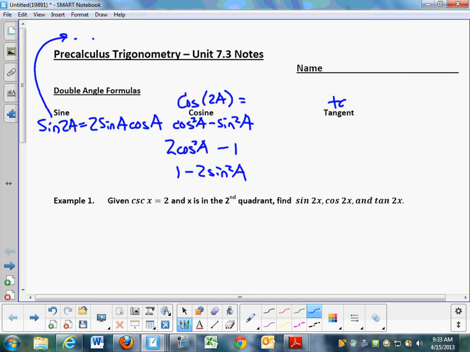And then tangent of 2a is equal to, I don't ever remember this one, 2 tangent of a, because you never use it, divided by 1 minus tangent squared of a. And that's what we got. Those are double angles. Okay? Any questions?